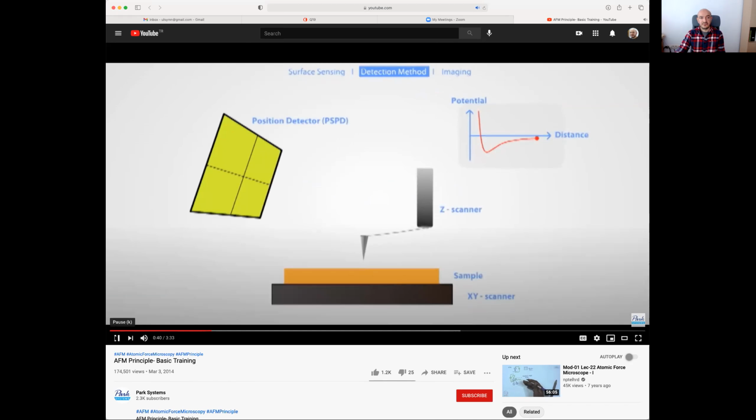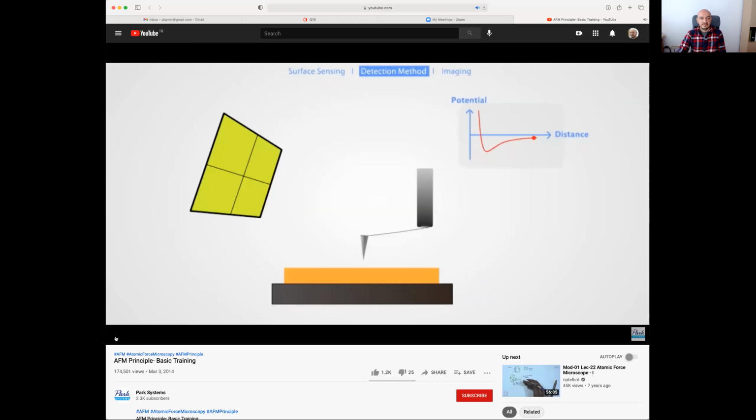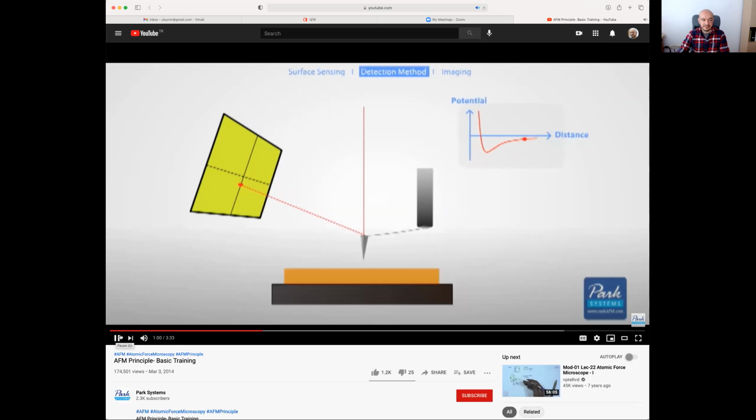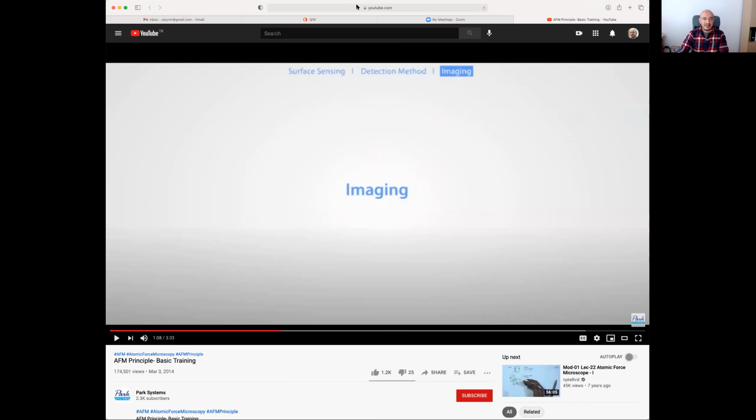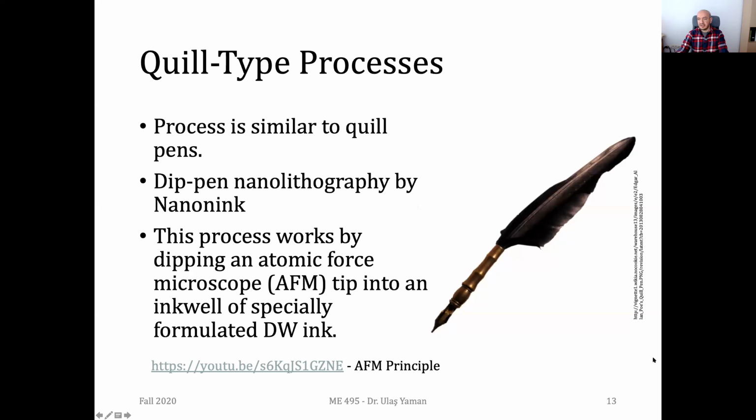An AFM has a Z scanner that moves the cantilever up and down, an XY scanner that moves the sample back and forth underneath the cantilever, and a position detector that records the bending of the cantilever. The position sensor works by tracking a laser beam that is reflected off the flat top of the cantilever. Any bending in the cantilever will cause changes in the direction of the reflected beam. The position detector then tracks and records those beam changes. So the rest is about imaging, but the mechanical part is actually important for us in terms of printing. Any questions, guys, about this quill type process?